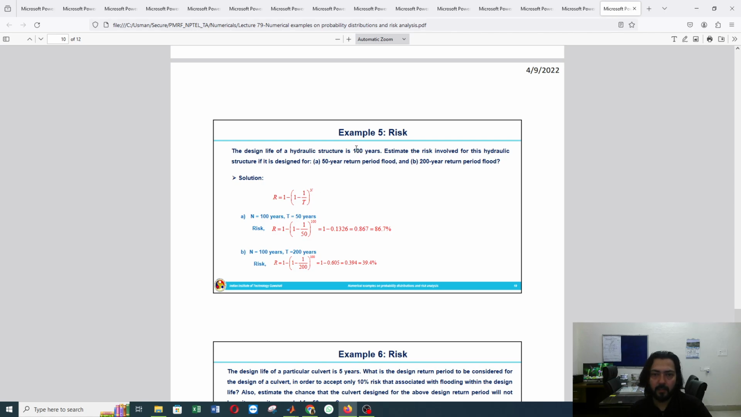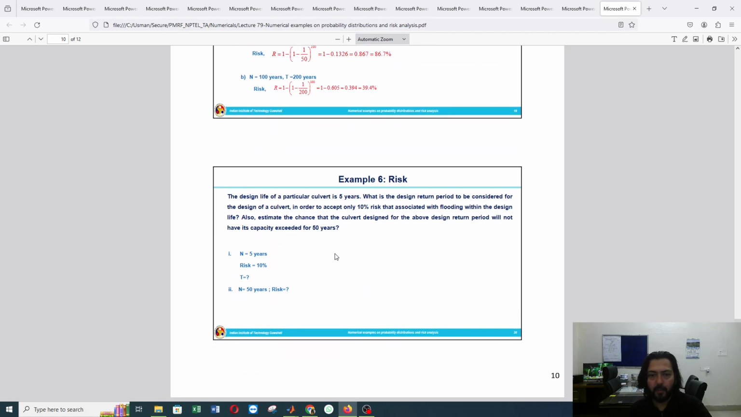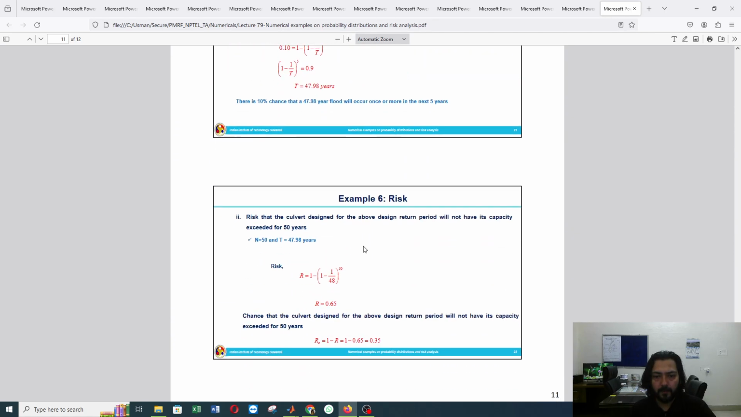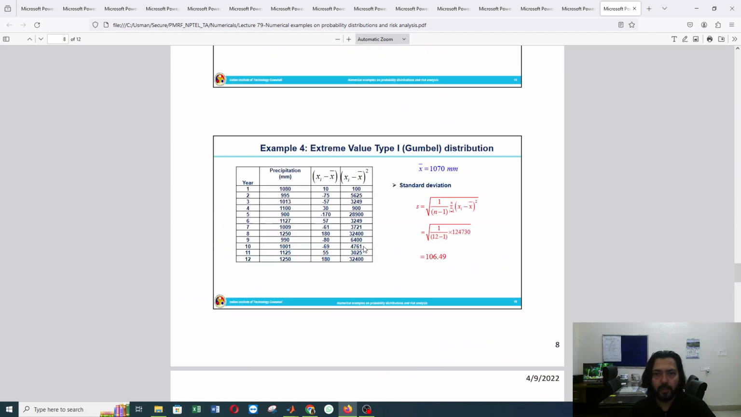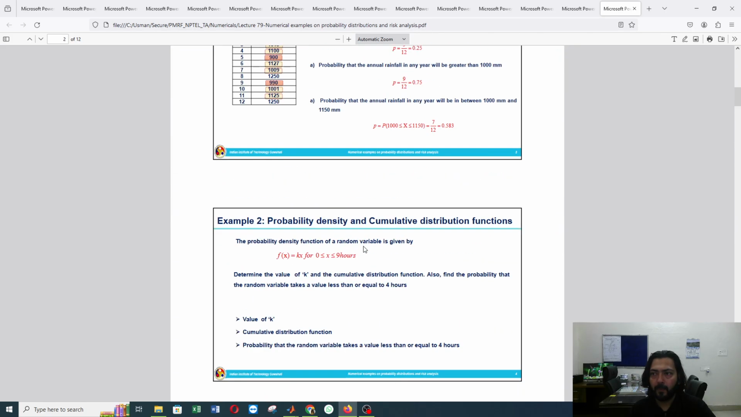So n is the design life of the structure, that is 100, and T is nothing but the return period. So we are going to design it for 2 return periods. For the first case T would be 50, and for the second case T would be 200. And we have seen a similar numerical for a different example. Here we are going to design a culvert for a return period of 50 years whose design life is 5 years. So these are all the numericals that we have seen throughout the syllabus or coursework.